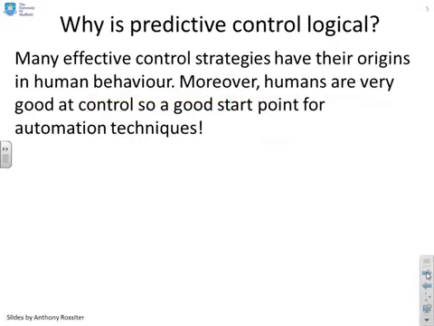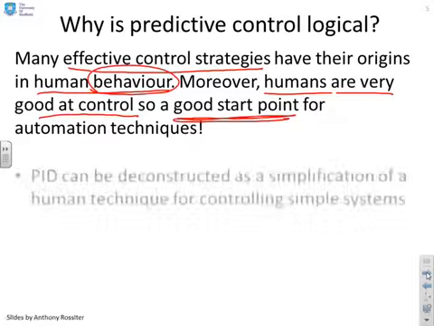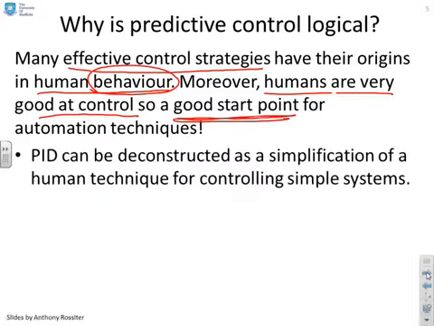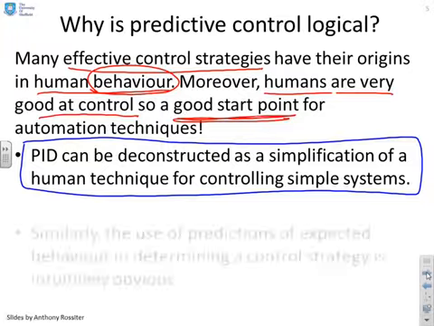So why is predictive control logical? Well, many effective control strategies have their origins in human behaviour. And what you'll notice is that humans are actually quite good at control, at least to some level, and so if we can understand how humans behave, then we've got a good start point for designing an automation technique. Let's take an example. If you look at something like PID and you deconstruct what's going on inside a PID compensator, you will find that actually it's a simplification of a human technique for controlling simple systems.